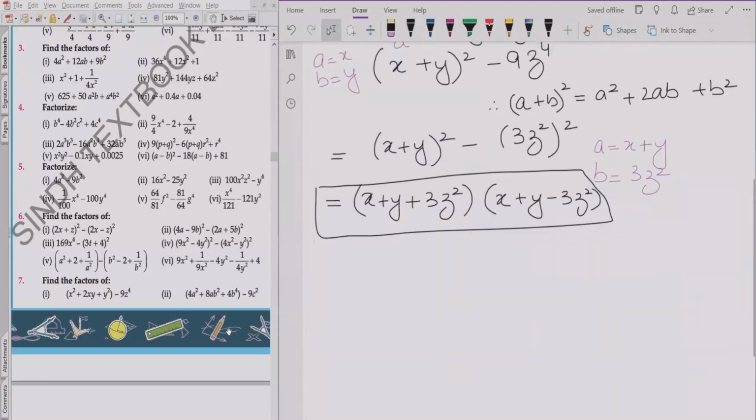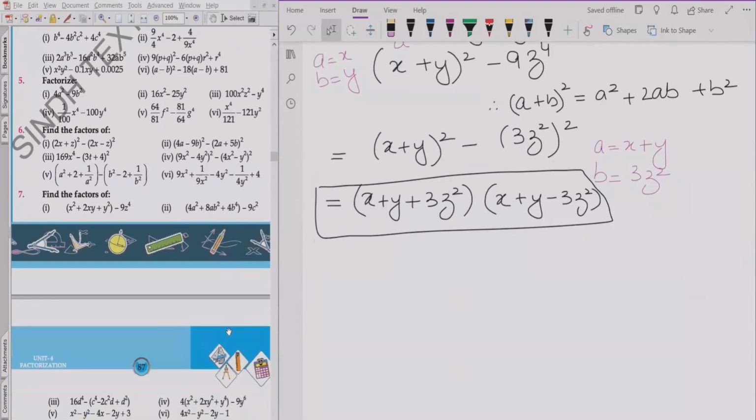Now we will solve another question. Question number 2, or maybe question number 3. I think we will solve question number 3 here because questions 1 and 2 are the same, so you can solve question number 2 as well. So part 3 is 16d to the power 4 minus c to the power 4 minus 2c squared d plus d squared, right?